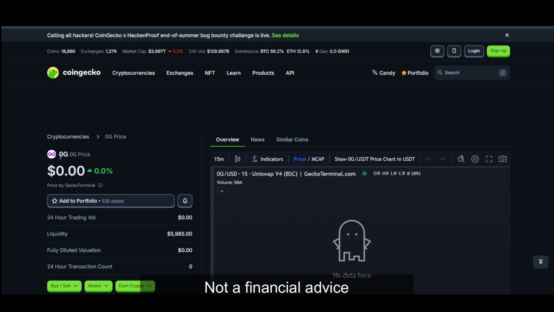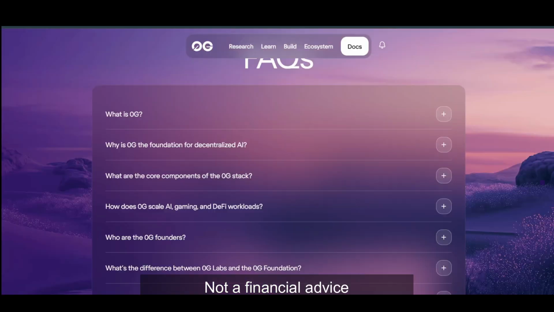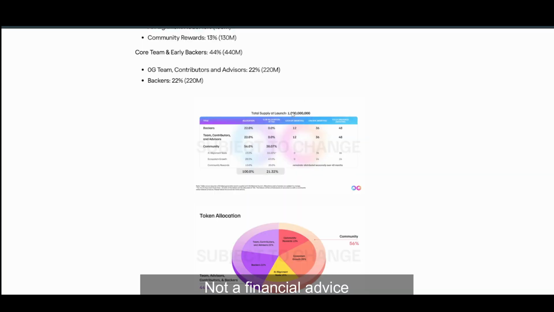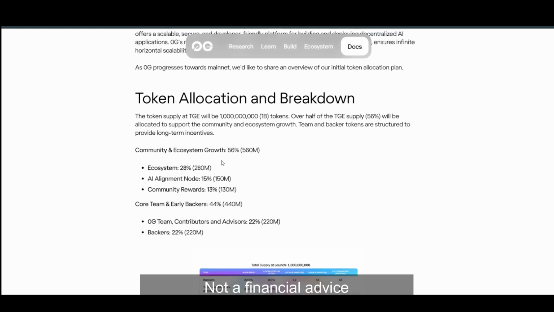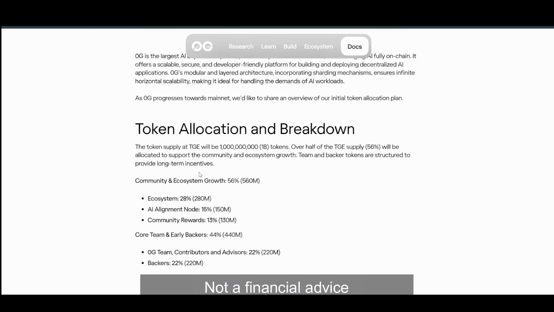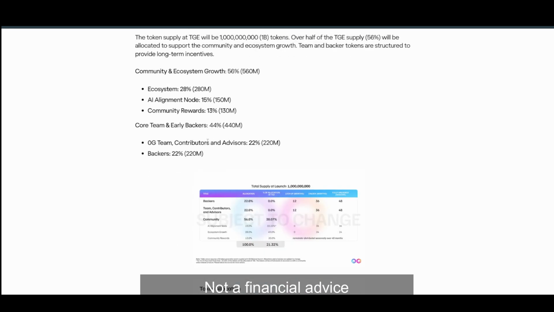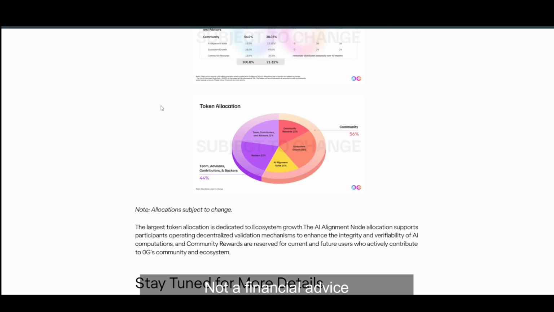But again, I don't think that it will be that much of a big problem at launch, because I think these tokens that are given to the backers as well as the team will most likely be locked for at least 1 year. That is what I'm looking at as of now. I don't see any exact source for that, but I think that is what I can think of looking at other tokens' tokenomics.